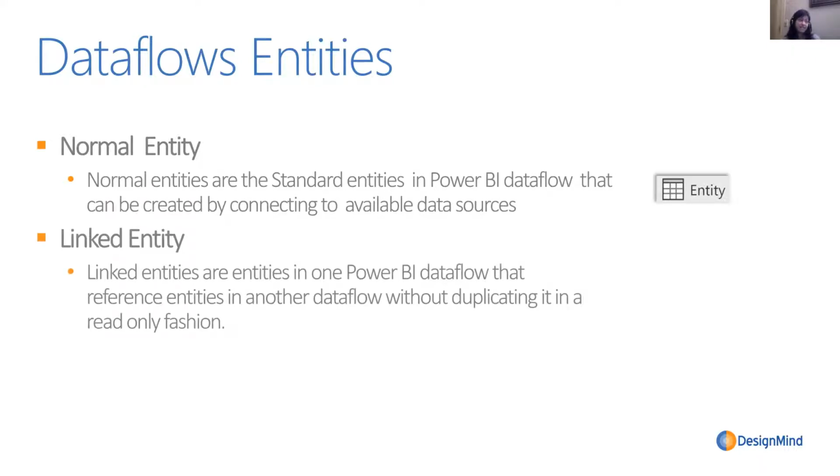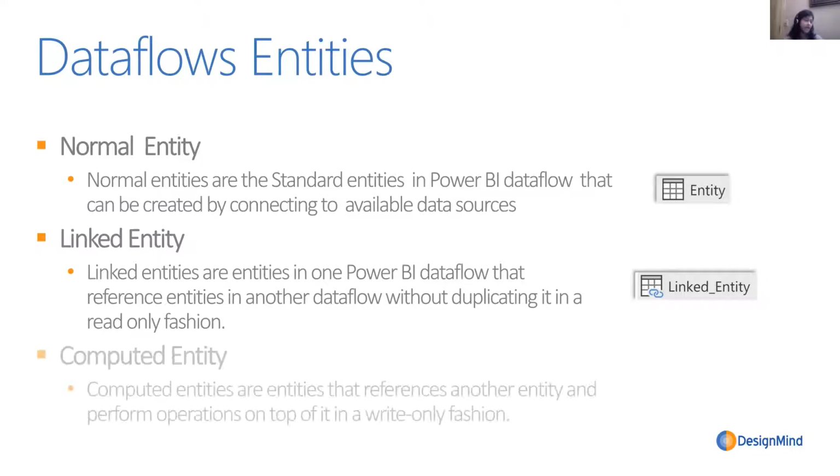Next, we have the linked entity. So linked entities are the entities in Power BI Dataflow that reference entities in another data flow without duplicating it, in a read-only fashion. And linked entities can go down to a depth of 32 references. And you cannot add additional transformation steps on top of a linked entity. And this is how a linked entity would look like in the data flow. It has a link icon.